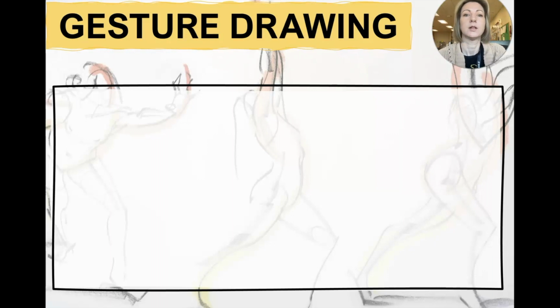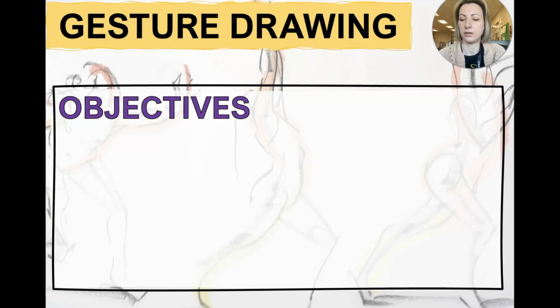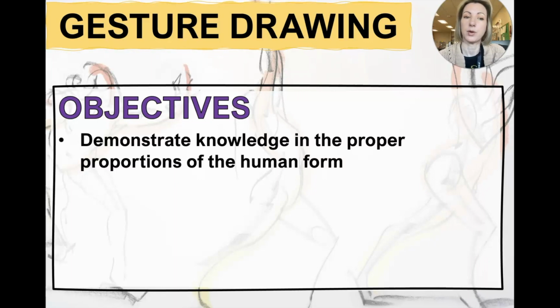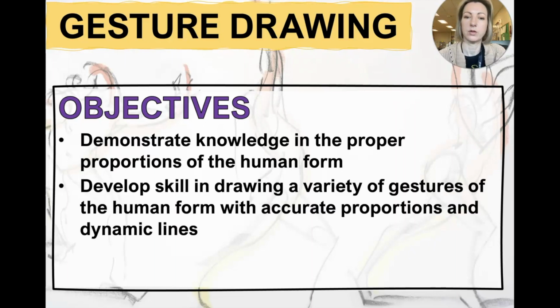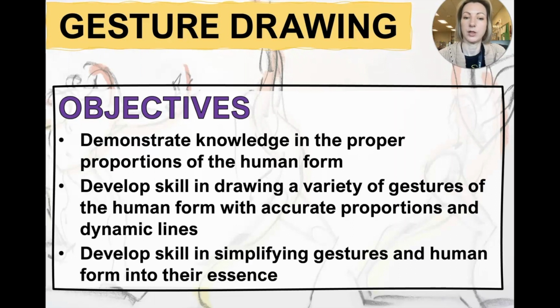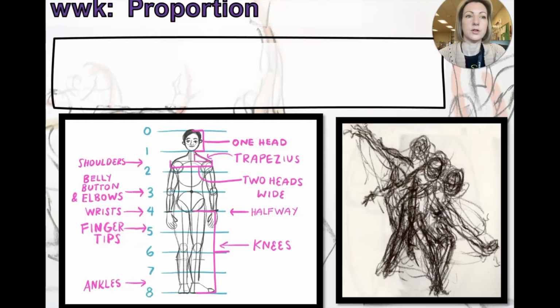Hi guys. Today we're going to be talking about gesture drawing. Our objectives are demonstrate knowledge in the proper proportions of the human form, develop skill drawing a variety of gestures of the human form with accurate proportions and dynamic lines, and develop skill in simplifying gestures and human form into their essence. Our first word worth knowing is proportion.